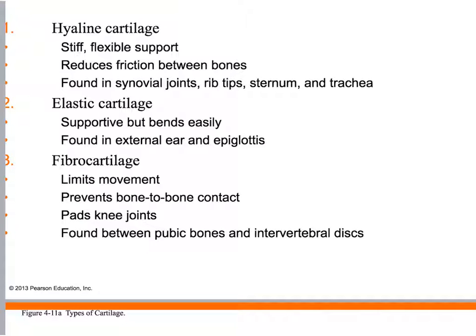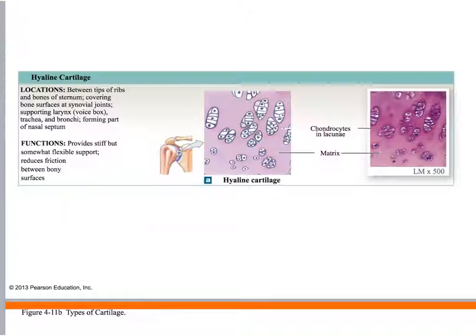For example, we have hyaline cartilage. It's stiff and it gives flexible support. It reduces friction between bones. It's found between the synovial joints, the rib tips, the sternum, and the trachea. There's elastic cartilage, and it's supportive but bends easily. It's found in the external ear and epiglottis. And then there's fibrocartilage, which limits movement and prevents bone-to-bone contact. This is found in the pads of the knees, between the pubic bones and the intervertebral discs.